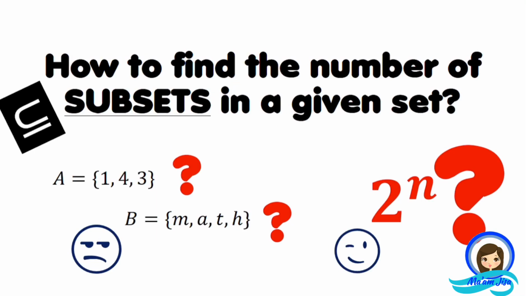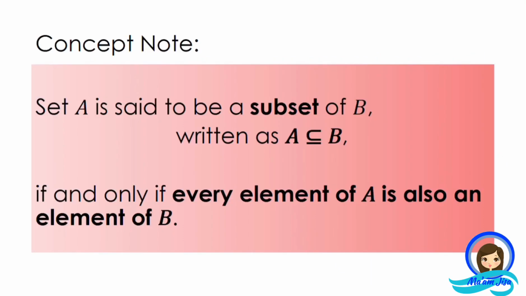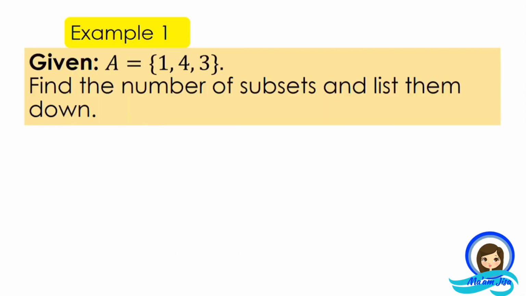How to find the number of subsets in a given set. Set A is said to be a subset of B if and only if every element of A is also an element of B. Let us have some illustrative example. Given set A containing the elements 1, 4, and 3, find the number of subsets and list them down.